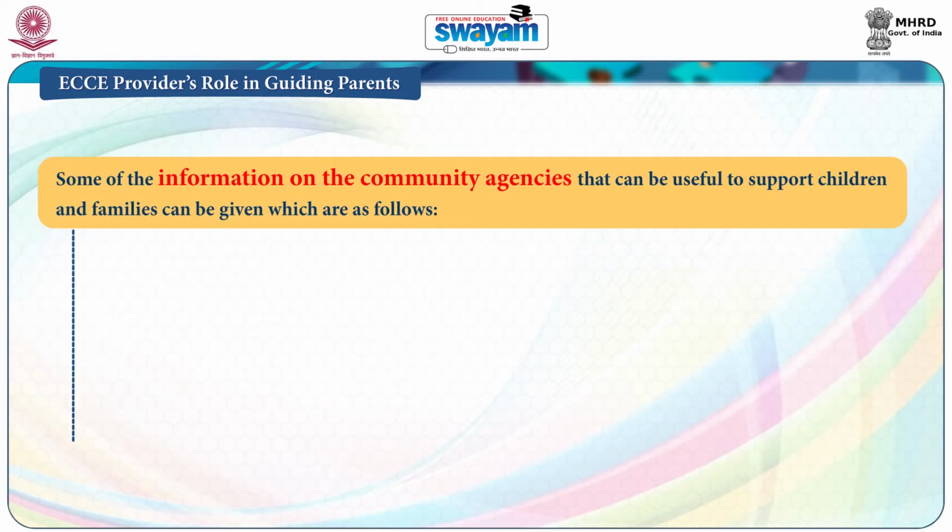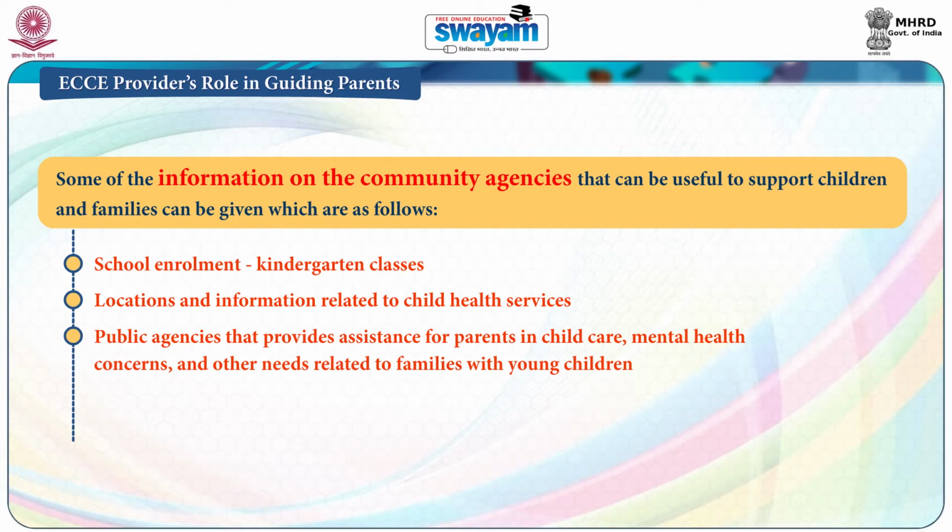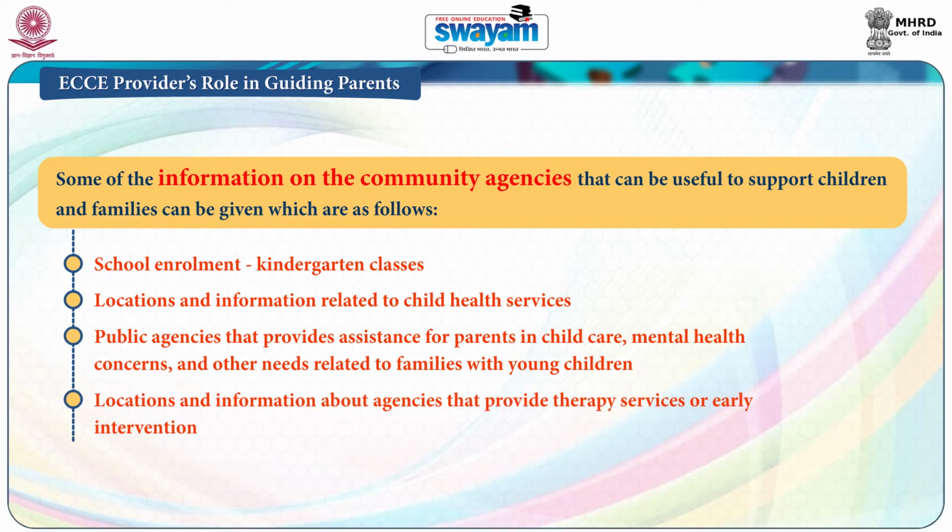Some of the information on the community agencies that can be useful to support children and families can be given, which are as follows: school enrollment, like kindergarten classes, locations and information related to child health services, public agencies that provide assistance for parents in childcare, mental health concerns and other needs related to families with young children, locations and information about agencies that provide therapy services of early intervention.